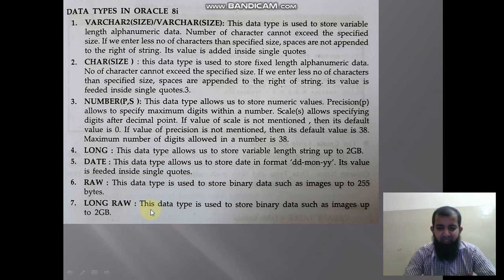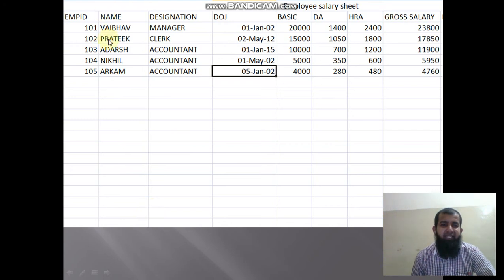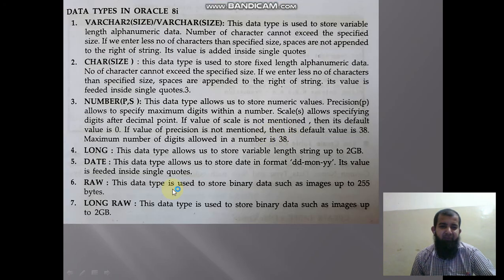Clear, no? So texts are there, numbers are there, you can add photos also. If you want to store images, the raw data type is used. If the image is bigger than 255 bytes, then you can use the long raw data type.